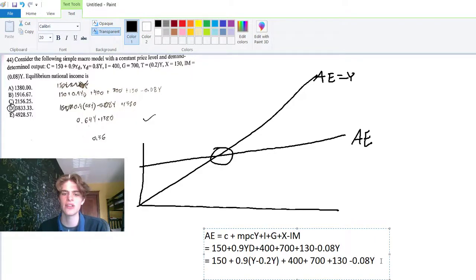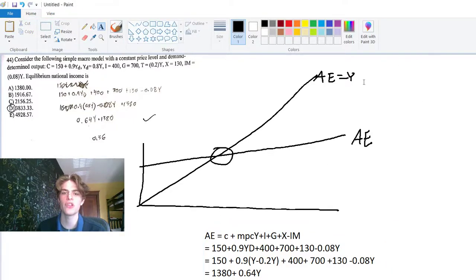Now we can just add these all up together and we're going to get a linear function. So add up all the numbers that don't have Y in them, 150 plus 400 plus 700 plus 130. And that's going to be our Y-intercept, 1380, plus all the numbers that do have Y. So this calculation here is 0.9 times 0.8, 0.72, and then minus the 0.08 gives us 0.64 Y. And that's like our Y equals mx plus b function.